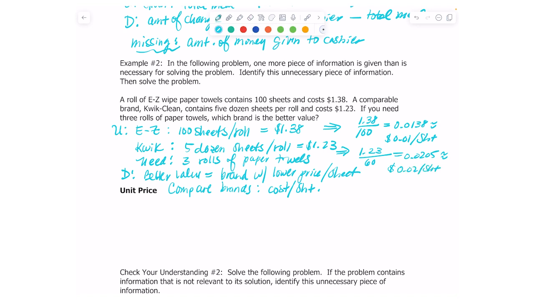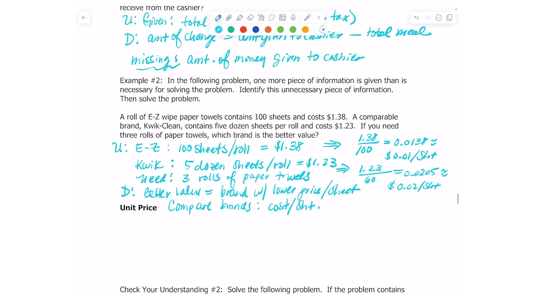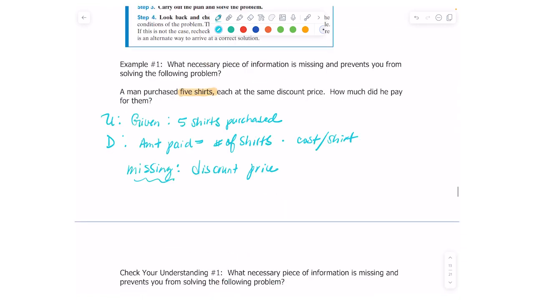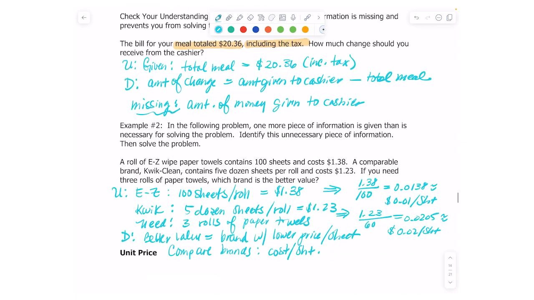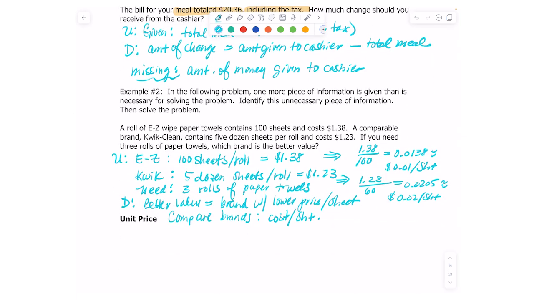Okay. So now, if you look back at the A poly, it has 4 steps, right? That would be the solving portion of it. Okay, so we just solved the problem. Then we're going to check our answer. So this part here represents the solving part, and then we want to check. Okay, so how am I going to check it? Well, if I compare it here, the better value would be the 1 cent per sheet, right? So the Easy Wipe is the better.